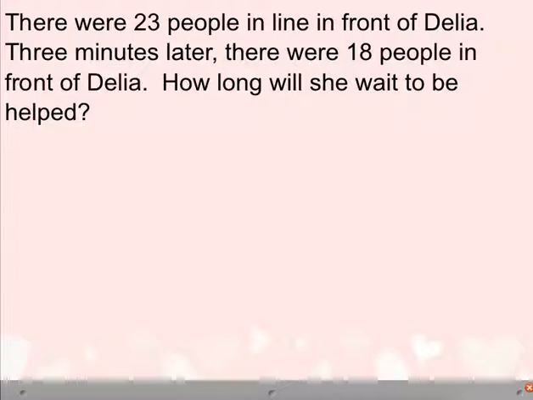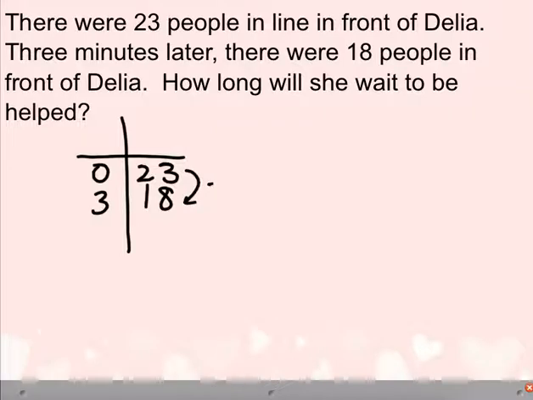Okay, we'll just do a couple more examples. There were 23 people in line in front of Dahlia. 3 minutes later, there were 18 people in front of Dahlia. How long will she wait to be helped? So with this one, what we're saying is this line is going at a constant rate. That's what we're kind of implying here. And if at 0 minutes there's 23 people, after 3 minutes there's only 18. Meaning that we've gone down 5 people for every 3 minutes.